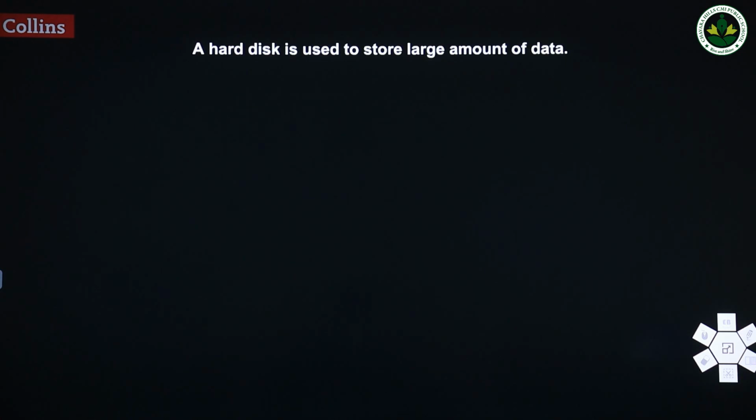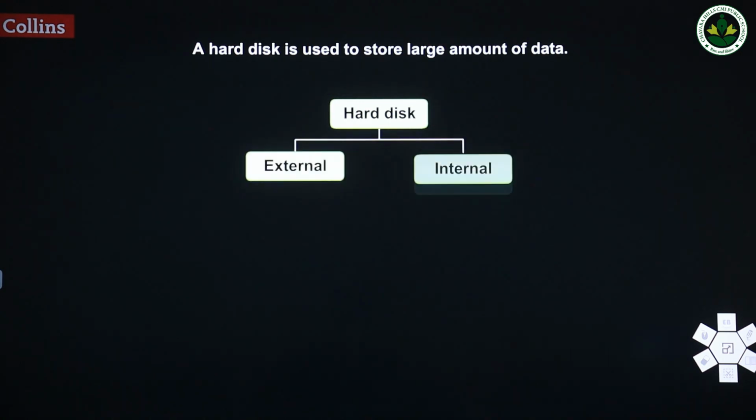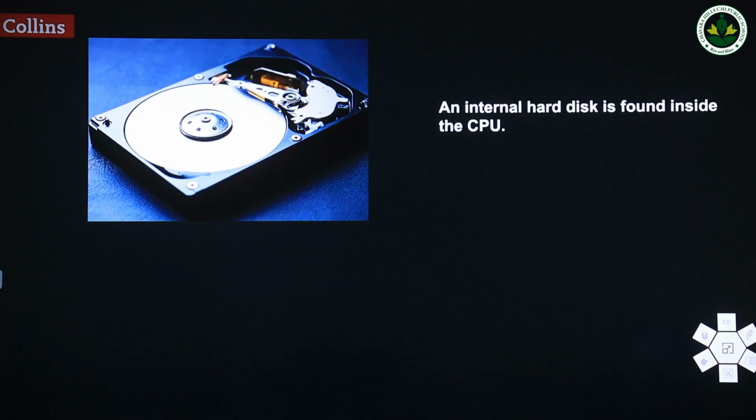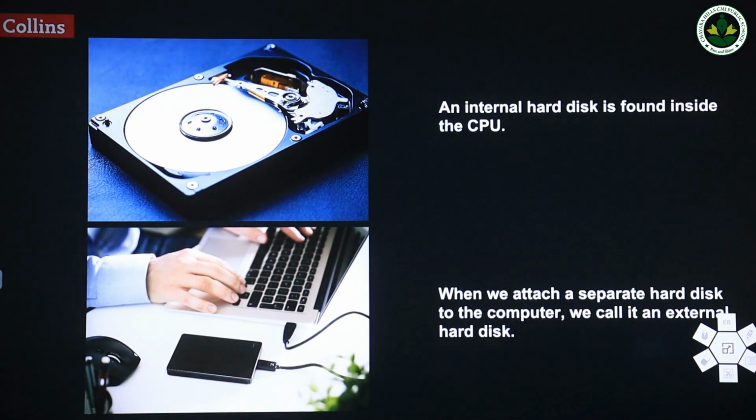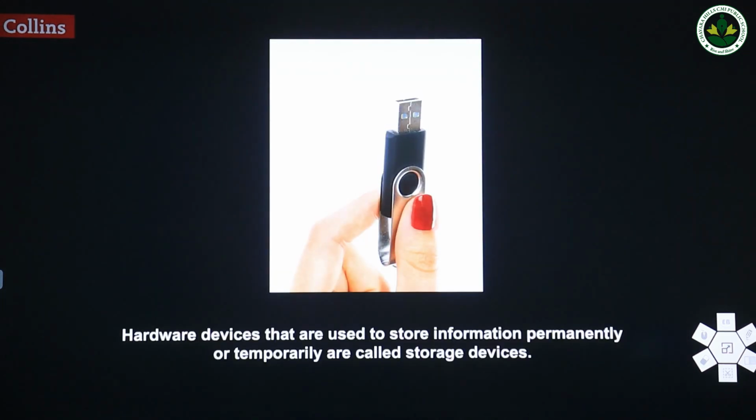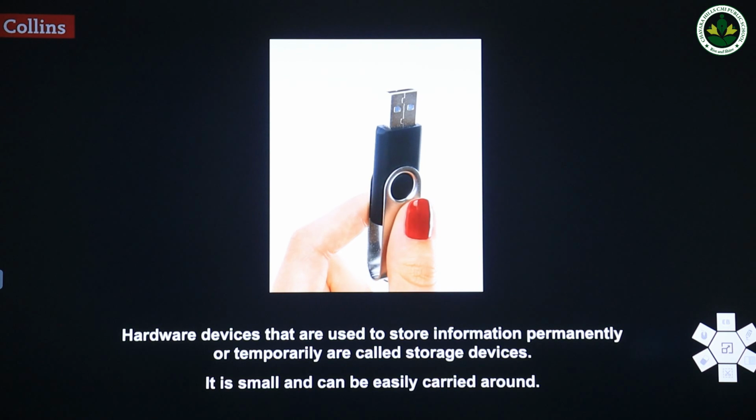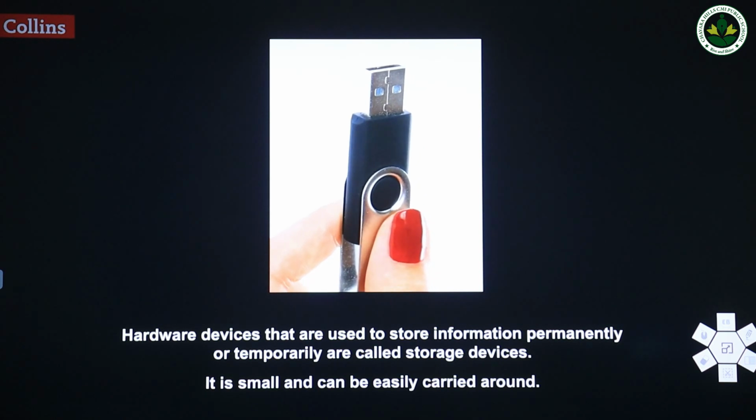When there is a large amount of data to be stored, then we use a hard disk. There are two types of hard disk, external and internal. An internal hard disk is found inside the CPU. When we attach a separate hard disk to the computer, we call it an external hard disk. Sometimes we have to transfer some data from one computer to another. This is done using a pen drive, also called a flash drive. It can be carried in the pocket owing to its small size.